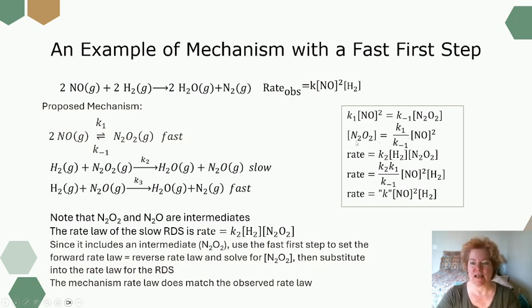An earlier fast step, I assume it's at steady state or in equilibrium. I set the rate laws for the forward and the reverse reaction equal to each other, solve for the concentration of the intermediate, plug it into the rate law for the rate determining step to get a rate law that's in terms of the original reactants of the overall reaction.